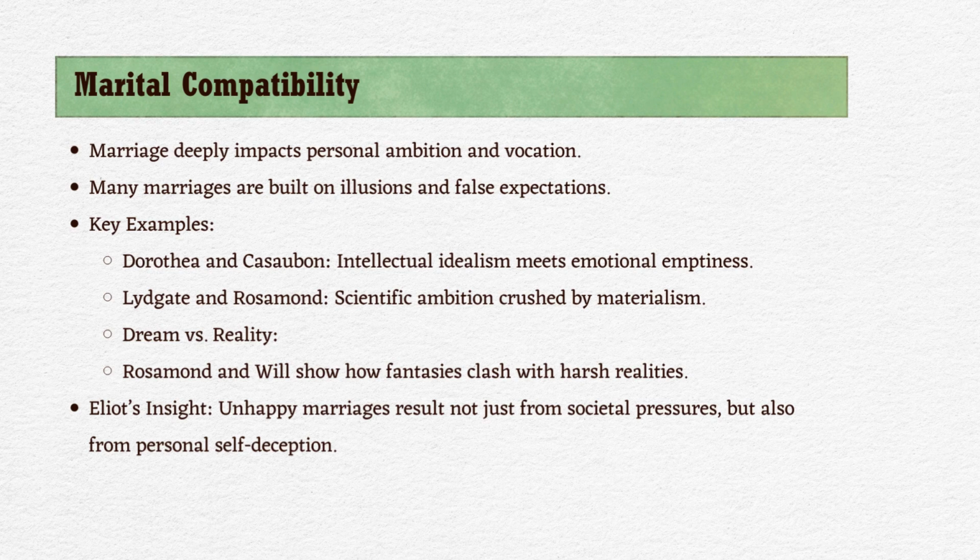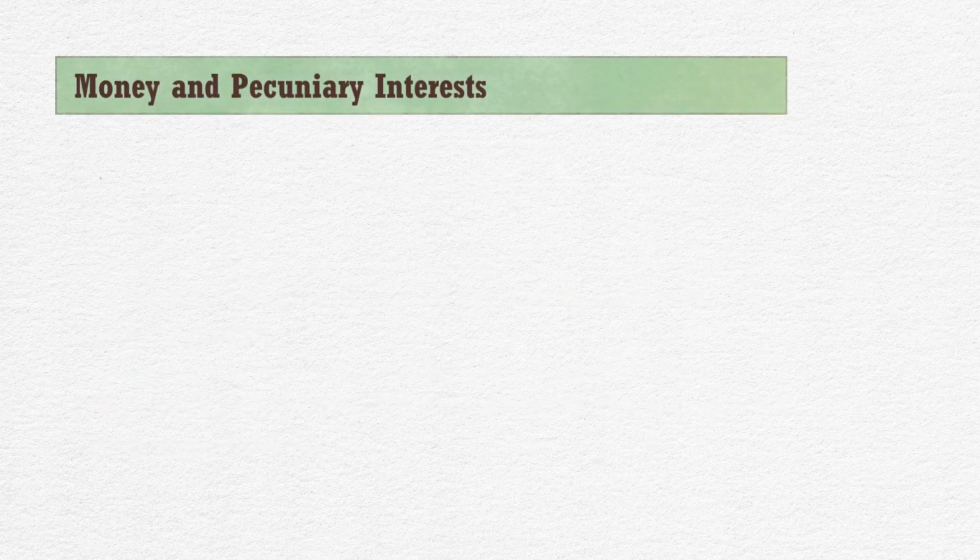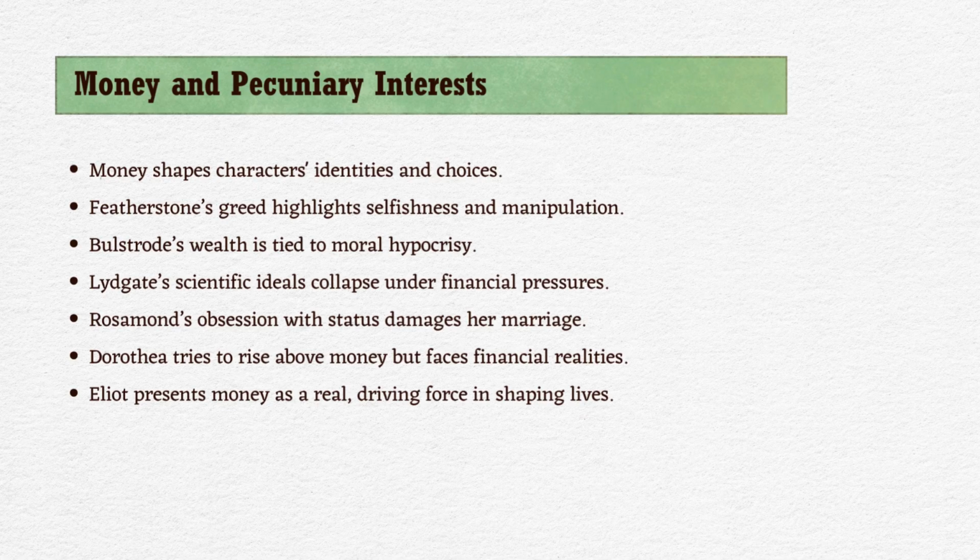Middlemarch reminds us that successful marriage requires real understanding, not just idealistic dreams. The next major theme we explore in Middlemarch is the role of money and pecuniary interests, a powerful force that shapes both personality and action. Eliot presents wealth as a very real influence on moral choices, not just a background detail.